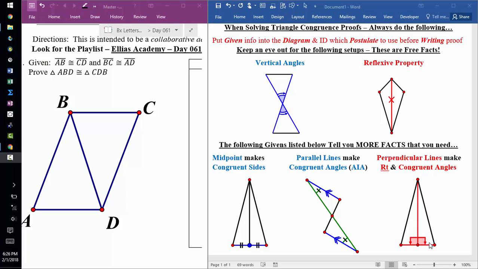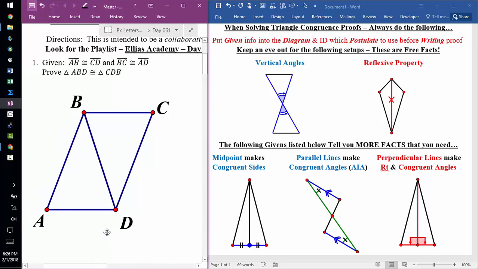Welcome back to Ellias Academy, day 61, and today we're going to be talking about triangle proofs, particularly side-side-side and side-angle-side proofs. That'll be the focus for today.